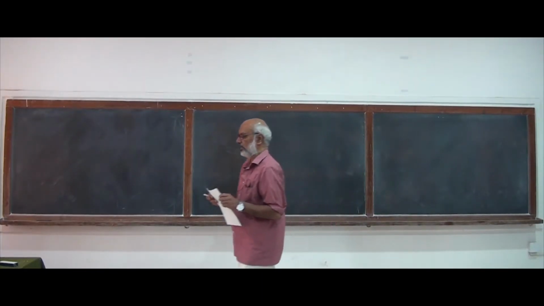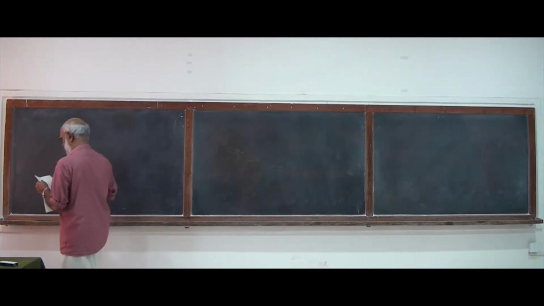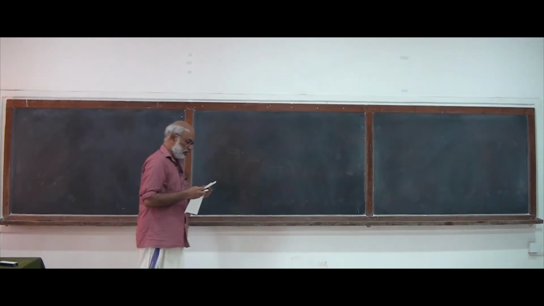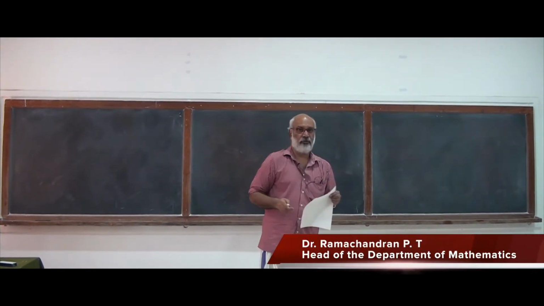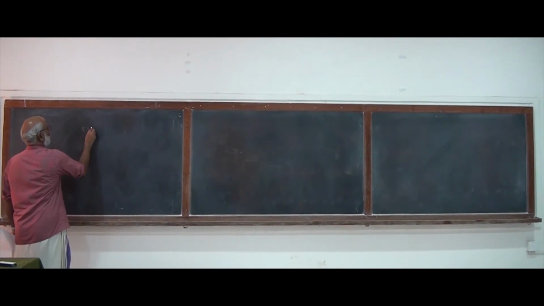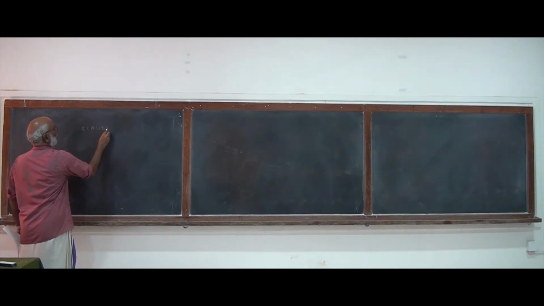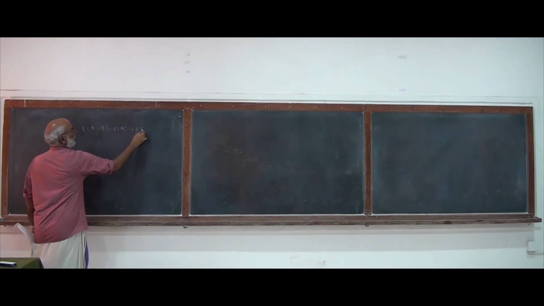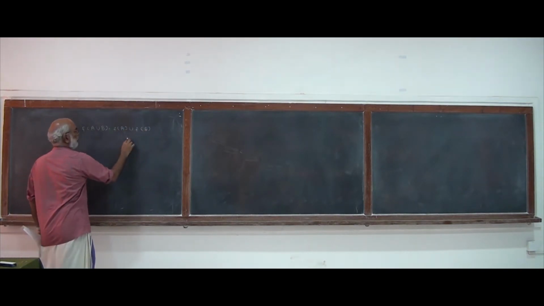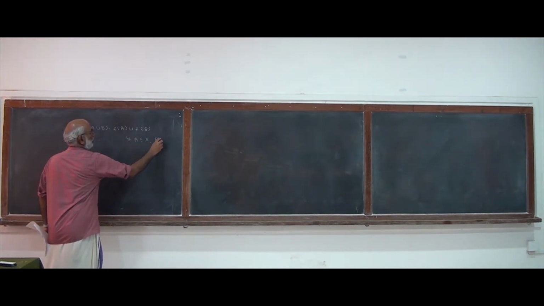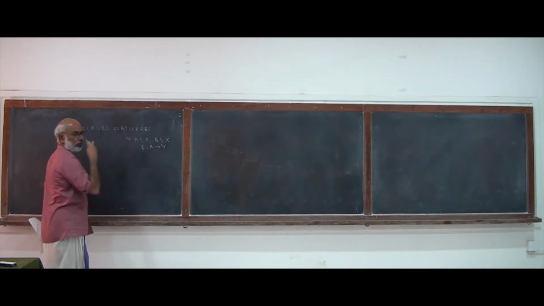In the last class, we observed that f of A union B is equal to f of A union f of B for every A subset of X, B subset of X, and f a function from X to Y.